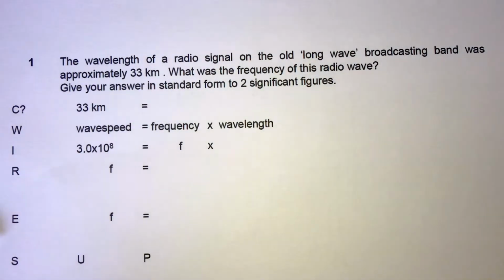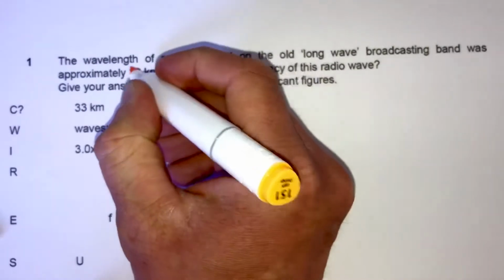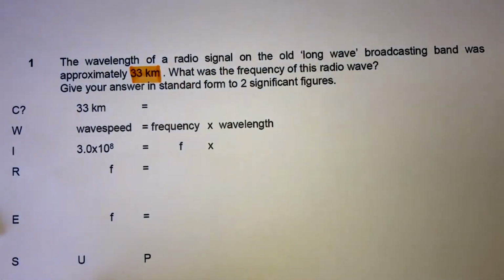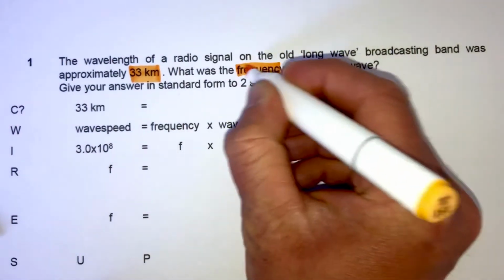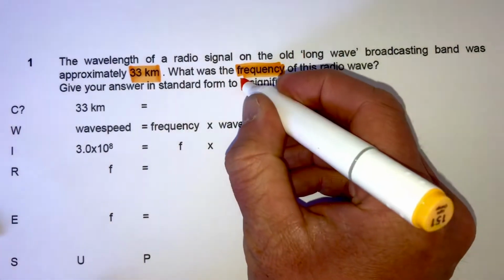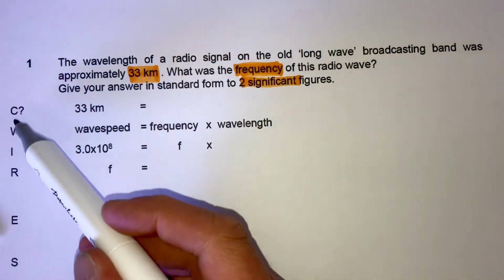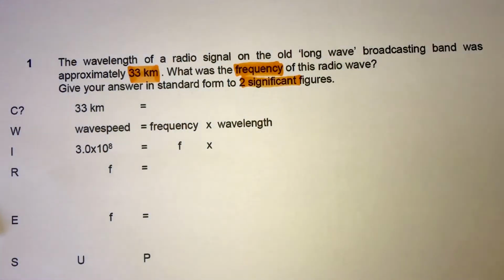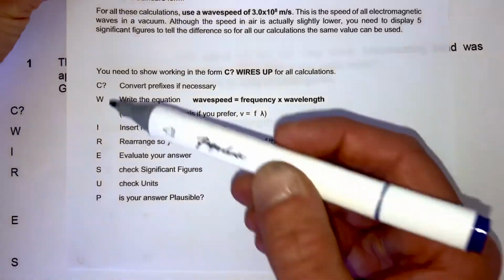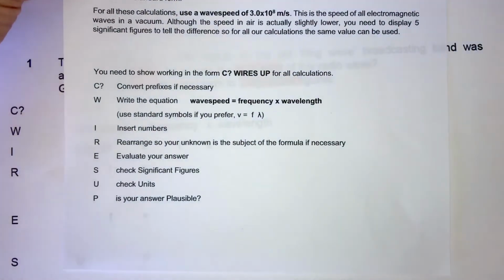Okay, so we are told the key information is that we've got a wavelength of 33 kilometers. We're looking for the frequency and we want our answer to two significant figures. We're going to answer this by following down the CWEERUP method. If you can't remember what that stands for, back on the very first sheet, it goes through what each of the parts is.